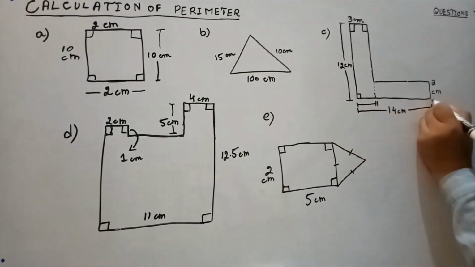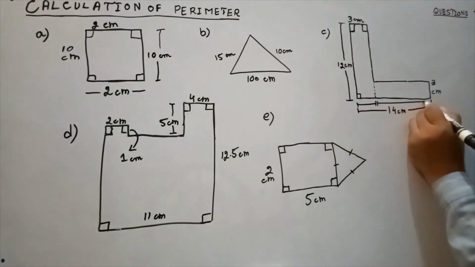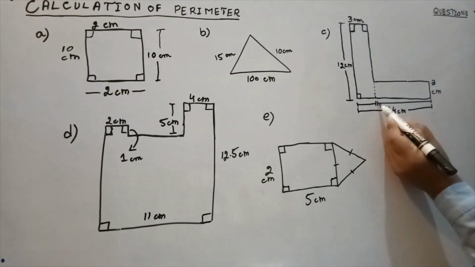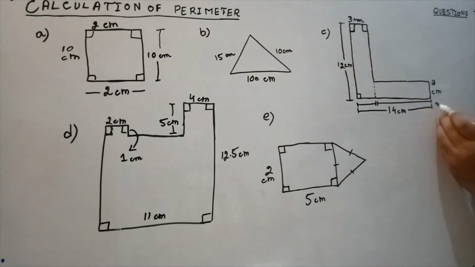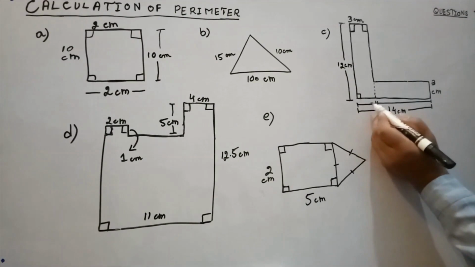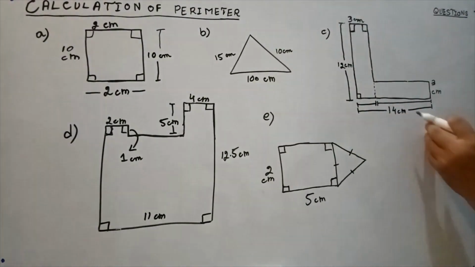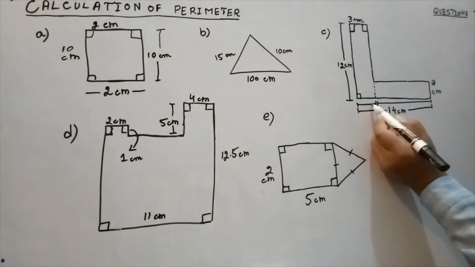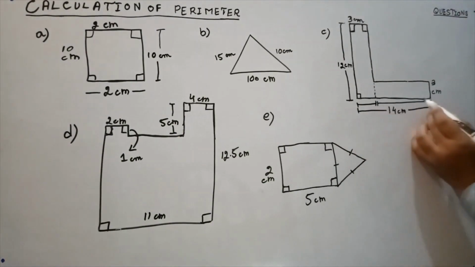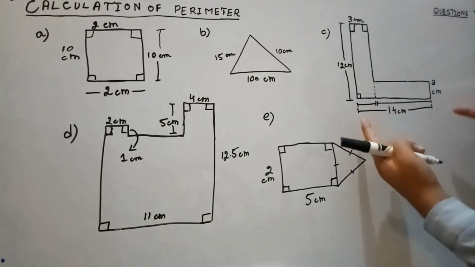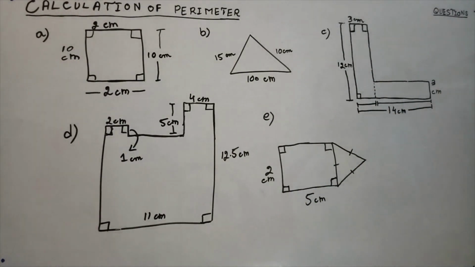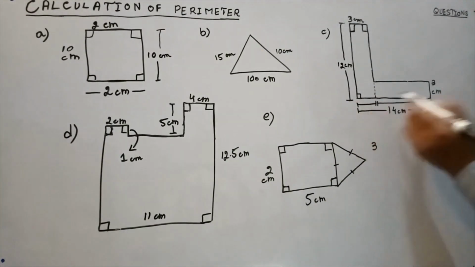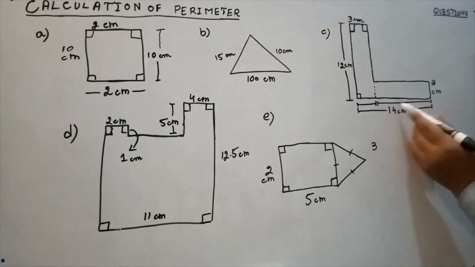it means that if I want to find this length, from here to here, how can I find it? I can subtract this 3 centimeters from 14, so I will get this unknown length. Or I can say that if I add this length, which is 3 centimeters, and this length, which is unknown, I will get the total length, which is 14 centimeters.